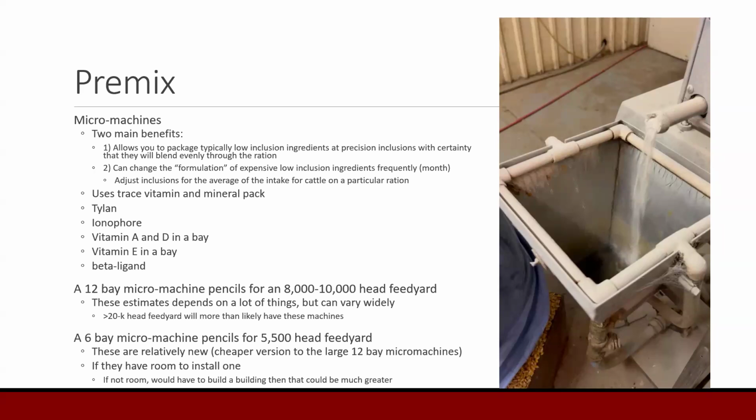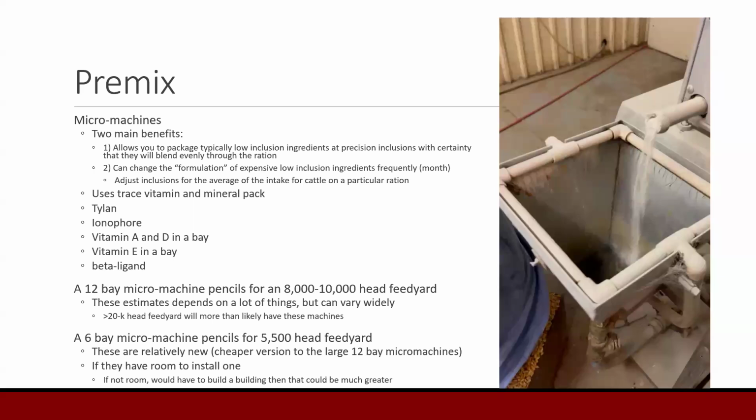Things that they'll include in a micro machine: trace vitamin mineral pack, hyaline, ionophores, like Rumensin. Your vitamin A and D will typically be contained together within a bay. Vitamin E will be in its own bay, and then a beta ligand, which is a beta agonist, which we'll talk more about next week.